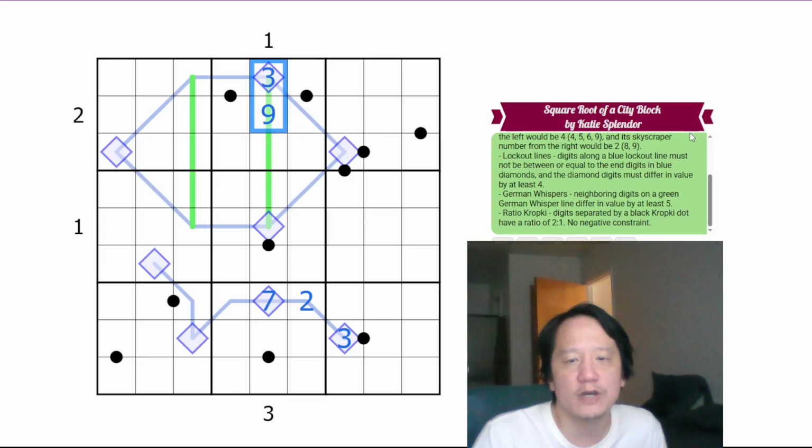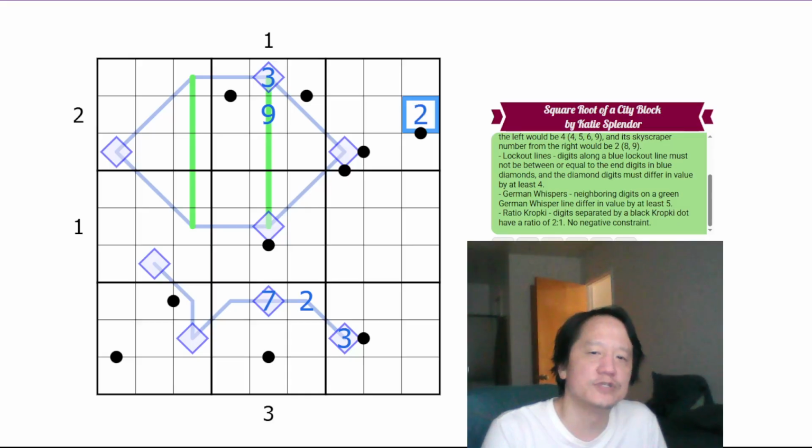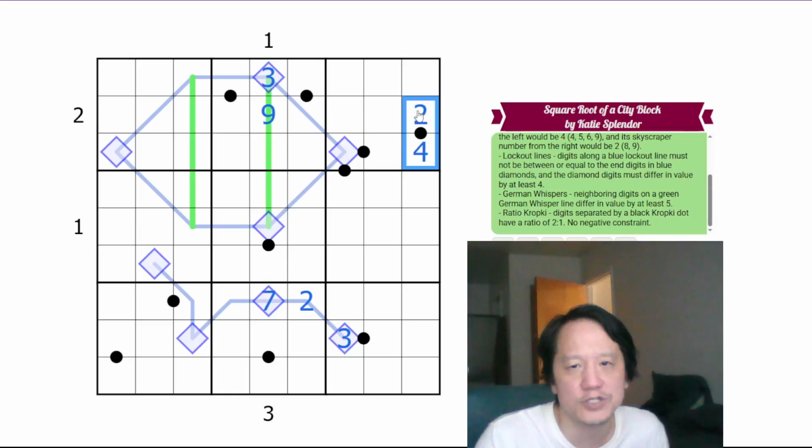And finally, we have ratio kropki, where digits separated by a black kropki dot have a ratio of 2 to 1, no negative constraint. So as an example, if this were, say, 2, this would have to be 1 or 4 to maintain the 1 to 2 ratio between them, because there's the black dot between them. And those are all the rules.